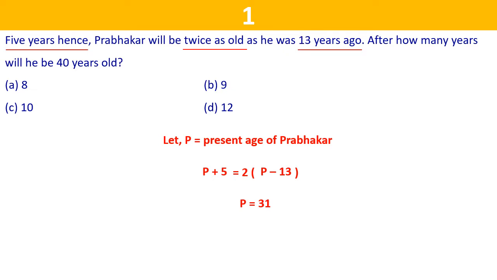Now we should solve this equation, and the value of P comes out to be 31, which is the present age of Prabhakar. Now the question is, after how many years will he be 40 years old? Obviously after 9 years. So option B is the right answer. Let's move to problem number 2.